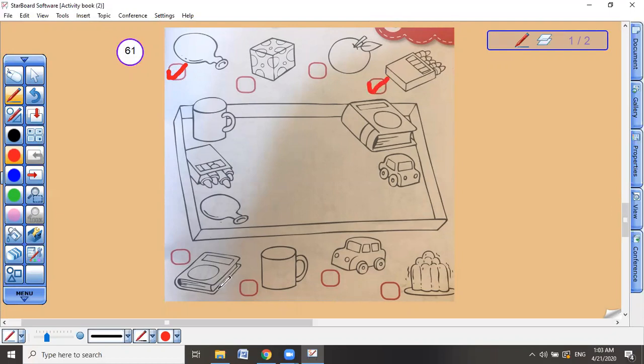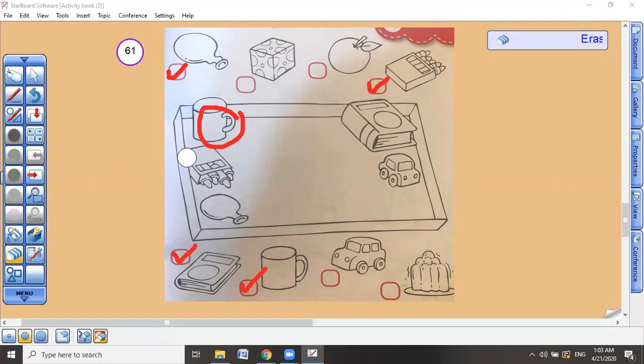What's this? It's a book. Now, can you see the book on the tray? Yes. So, you will draw a tick. Now, what's this? It's a mug. Now, can you see the mug on the tray? Excellent. So, you can see the mug on the tray, so you will draw a tick. Good job.